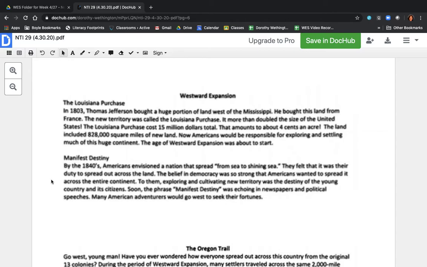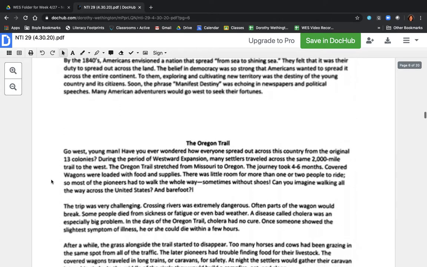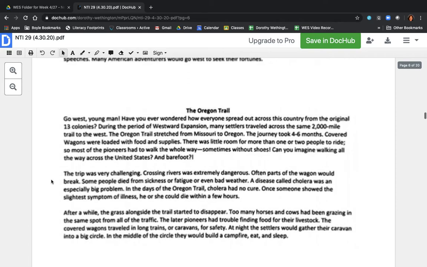Soon the phrase, manifest destiny, was echoing in newspapers and political speeches. Many American adventurers would go west to seek their fortunes. The Oregon Trail. Go west, young man. Have you ever wondered how everyone spread out across this country from the original 13 colonies? During the period of westward expansion, many settlers traveled across the same 2,000-mile trail to the west.